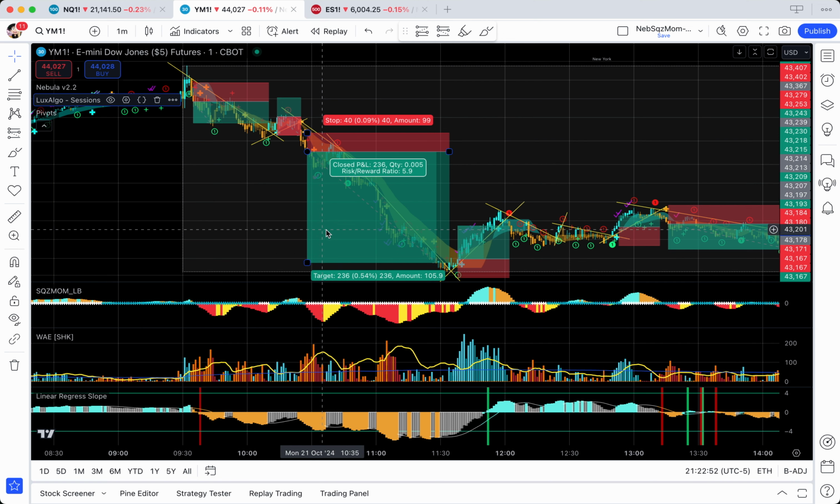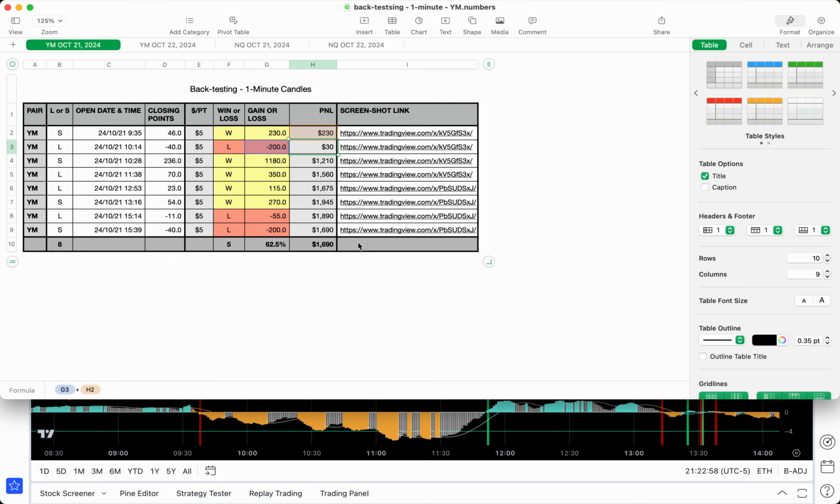The next one was a good one. This was short. We won 236 points. So we plug that in. 236 times 5, that was $1,180 for that trade. Our new P&L is $1,210. And we carry on, put the rest of them in there.